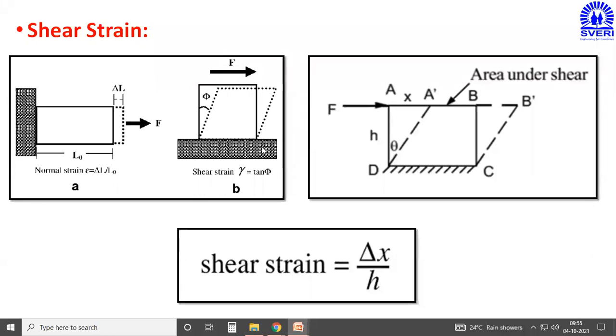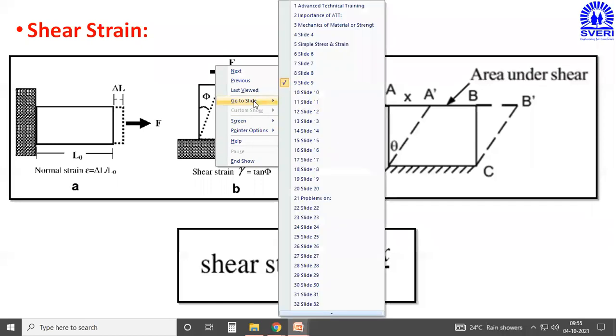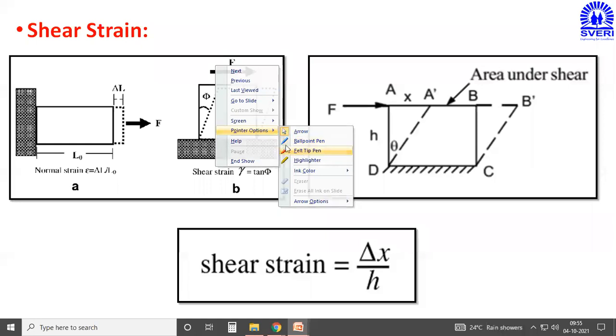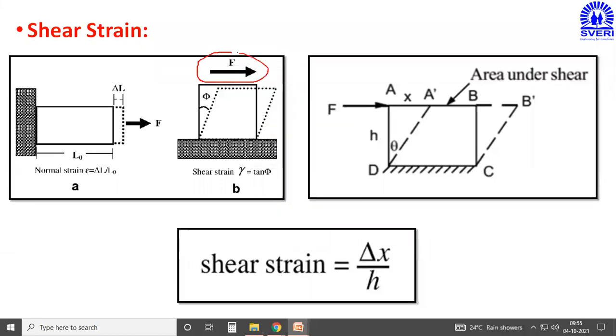But if we look at the second figure, what does the second figure indicate? One square is there, it is fixed at the bottom side, the top side is free, and at the top side the F amount of force is applied. You can see at the top side this F amount of force is applied. So this is the top side. This F is parallel to the cross-sectional area.